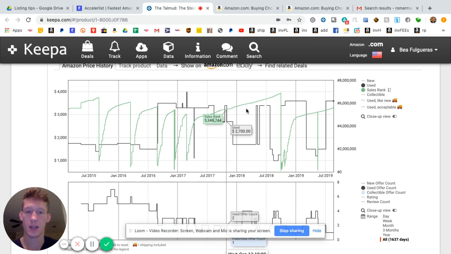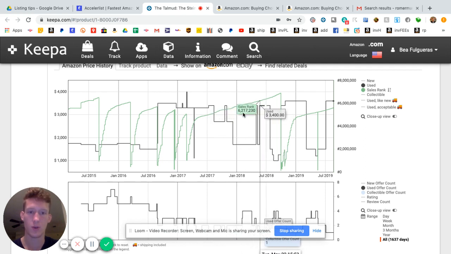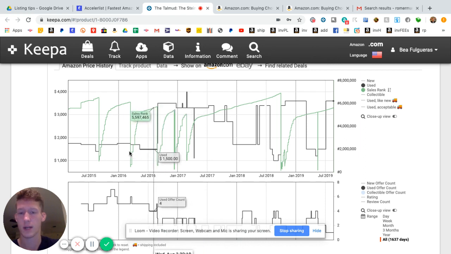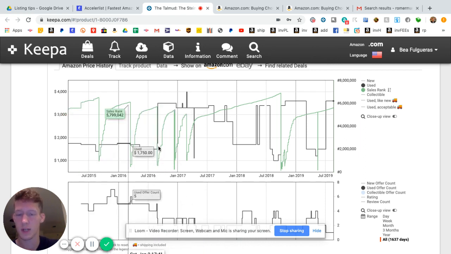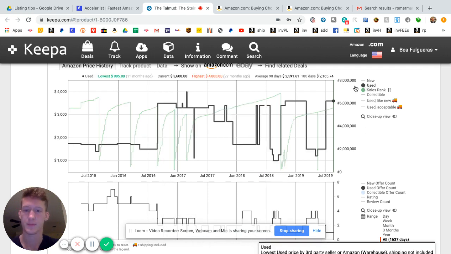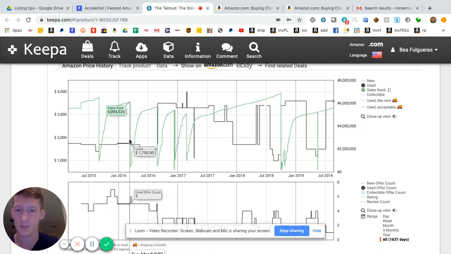So in this case, what I want you to do, and all my followers watching this on YouTube as well, is look at what price it was selling at. So it actually is selling at $3,300. A lot of times I did not explain this part. So the black line is the used price. Whenever this spike happens, we can see what price it was listed for.